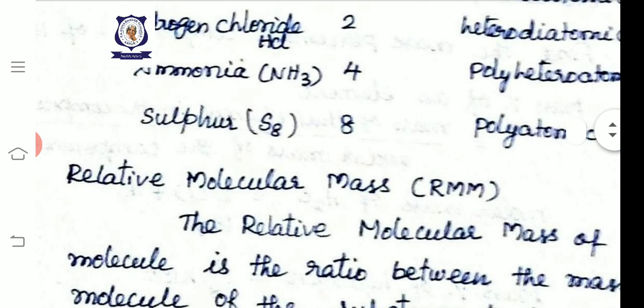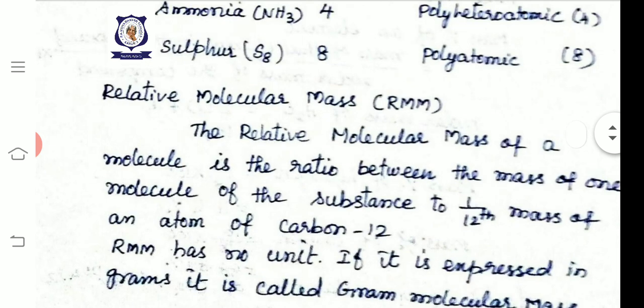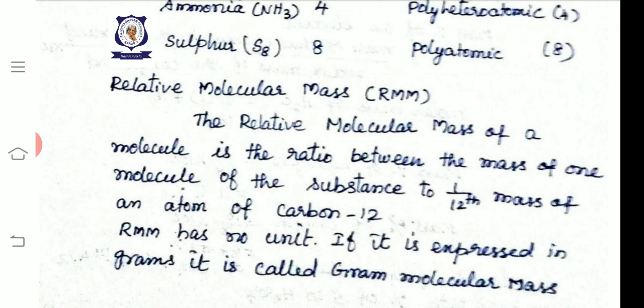Next, another important term, relative molecular mass. What is relative molecular mass? Just like for an atom, to measure the mass of a molecule, we compare the molecule of any element with the carbon 12 atom. How can we define it? The relative molecular mass of a molecule is the ratio between the mass of one molecule of the substance to 1 by 12th mass of an atom of carbon 12.